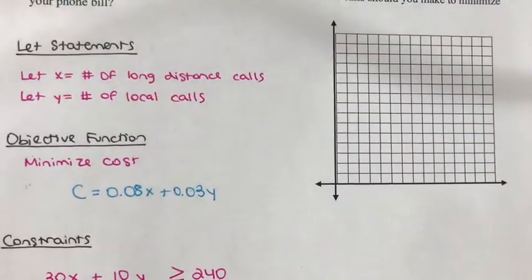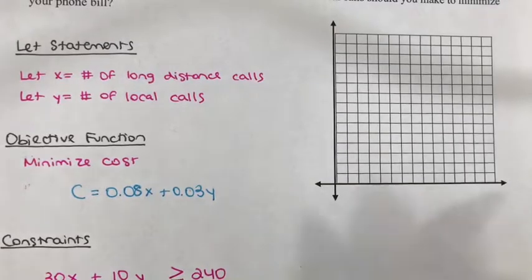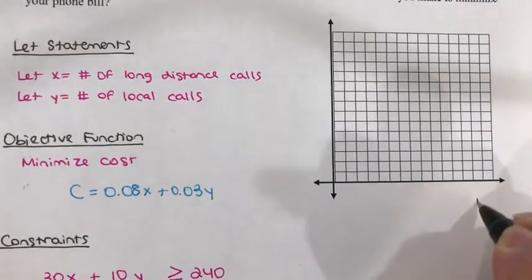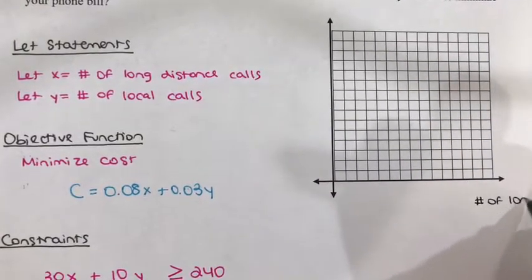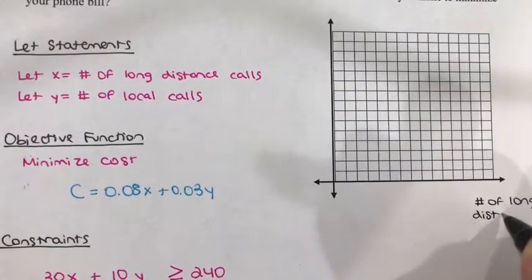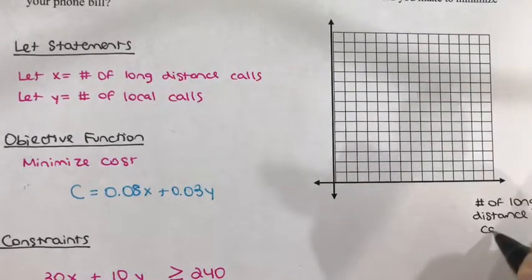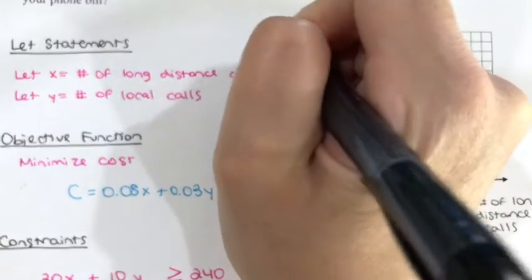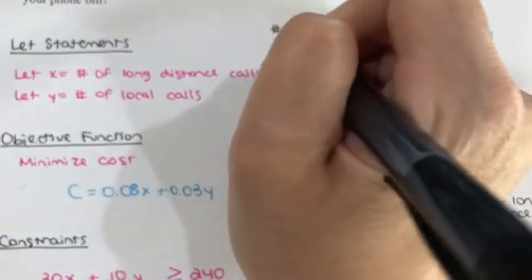And actually, let's do this. I want to label my axes while I'm at it. Number of long distance calls, number of local calls.